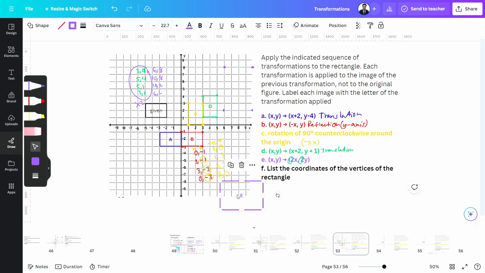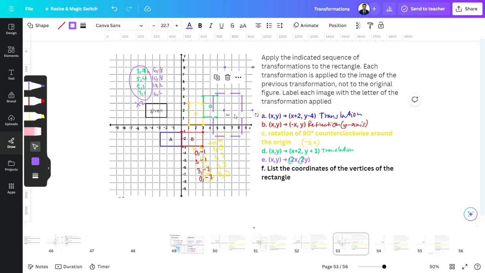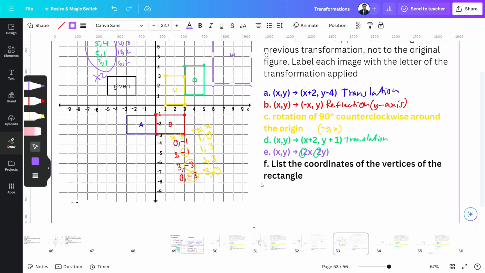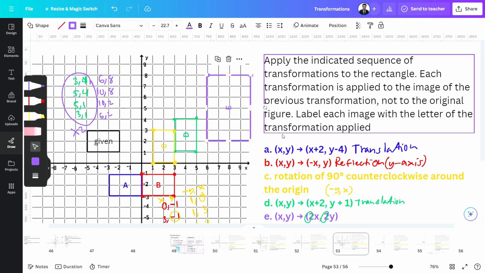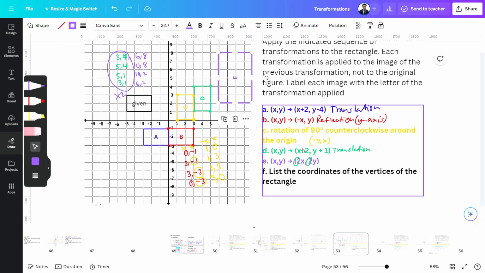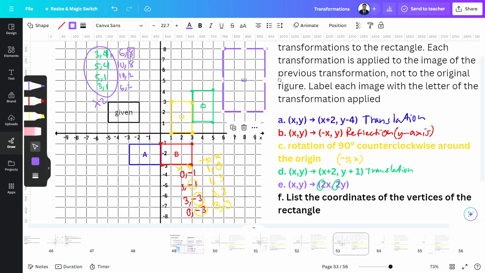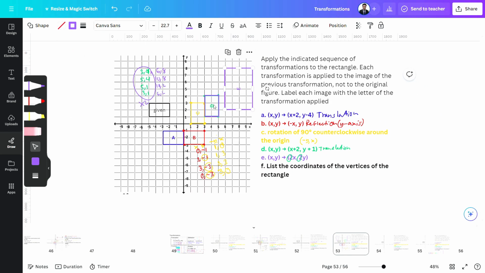Okay, let's rotate it there. There you go. So it would look like this one. So that is the figure E. And then that's it. For the letter F, which is to list down the coordinates, our answer would be this one already. We have 6 comma 8, 10 comma 8, 10 comma 2, and 6 comma 2. So I hope this one is clear.